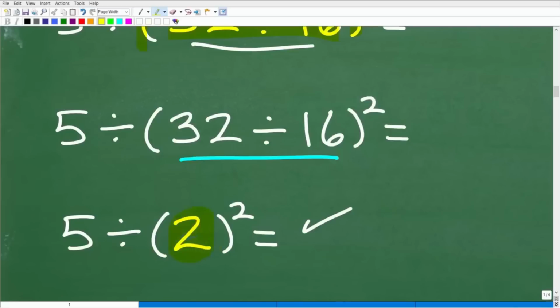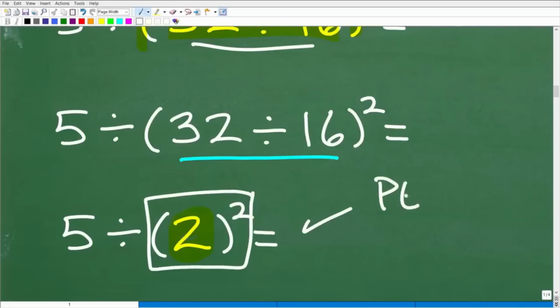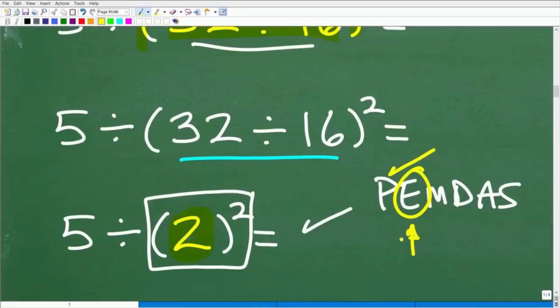So now you can start looking on the outside of those parentheses. And what do we have? We have a power, right? So let's go back to PEMDAS. So at this point, we took care of everything inside the parentheses. So now we're looking, are there any powers? Yes, indeed we do. So we're going to address this right next, the squared.